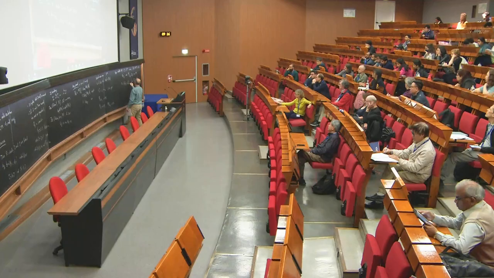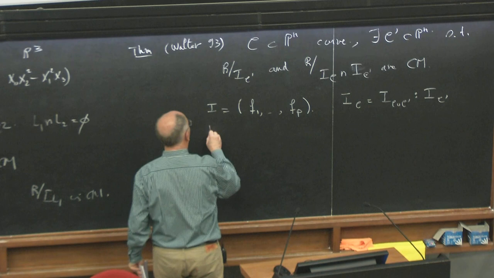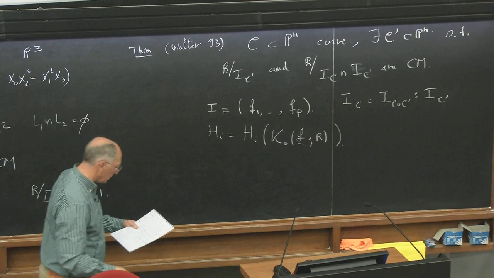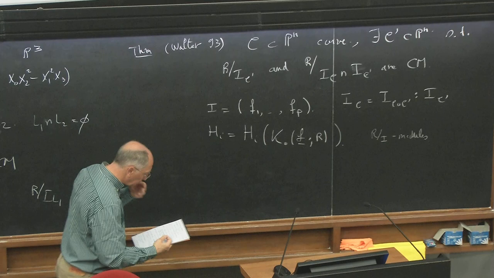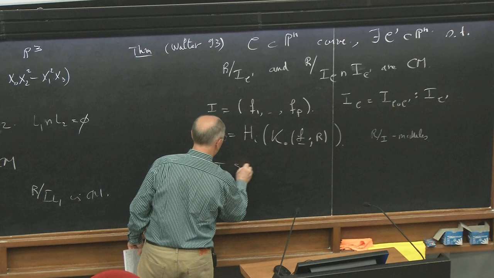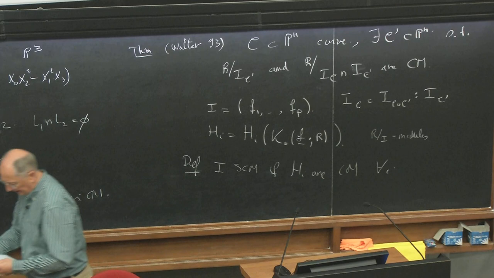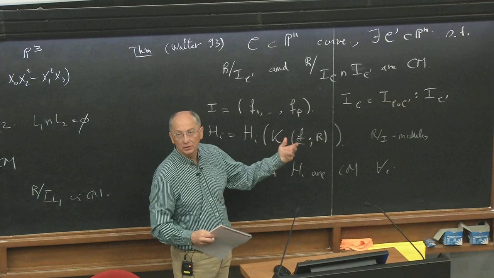Now, let's choose generators of I, say I = (f_1, ..., f_p), and then consider the Koszul homology modules. So this would be H_i of the Koszul complex on the f's over the ring R. These are R/I modules. And then you put the definition as in Bernd yesterday: you say that I is strongly Cohen-Macaulay if these H_i are Cohen-Macaulay for all i. This implies, in fact, that these are all maximal Cohen-Macaulay R/I modules, and they do satisfy some dualities. This was proved by Herzog.